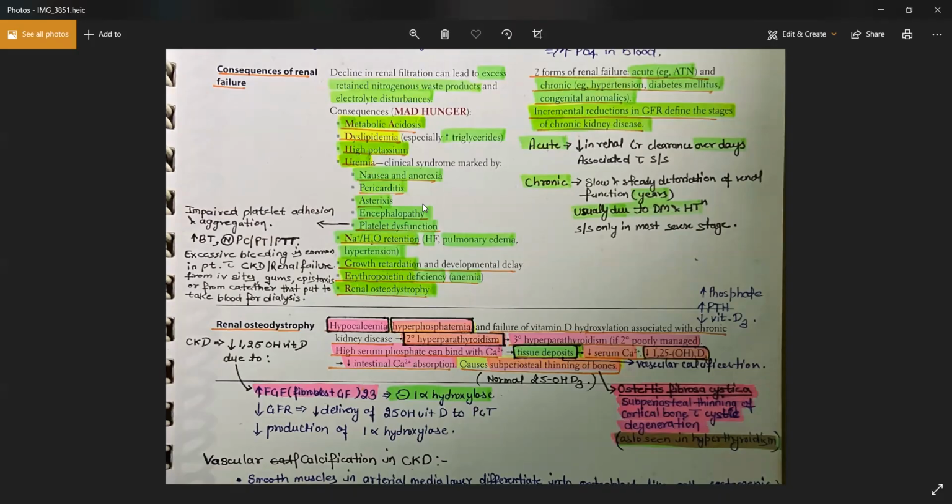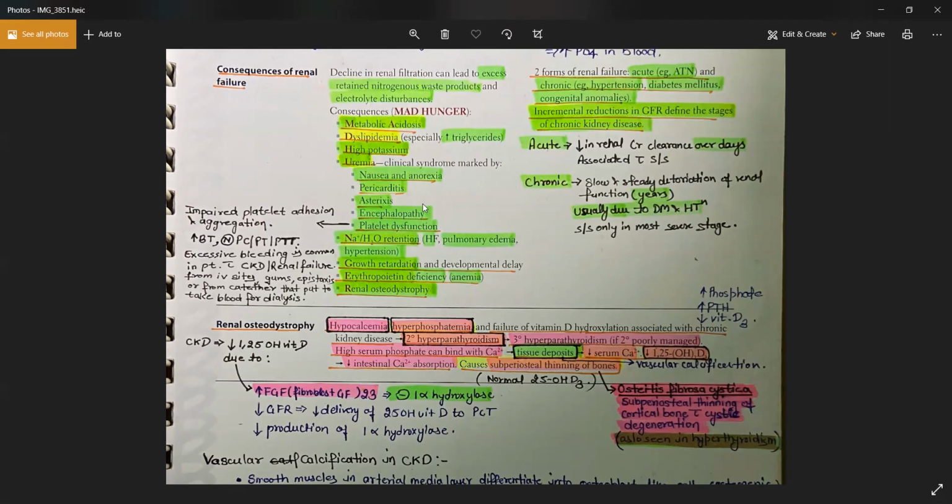So what findings will you see? Low level of calcium, high level of phosphate, low level of vitamin D3, high level of PTH, and the calcium phosphate thing. Osteitis fibrosa cystica you will see, right? Subperiosteal thinning of the bones.